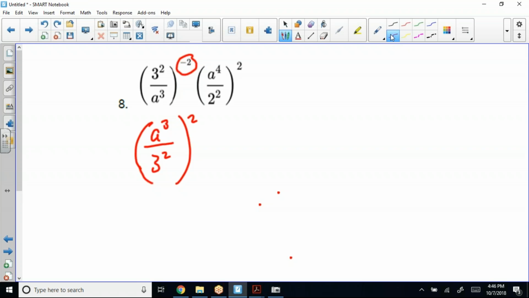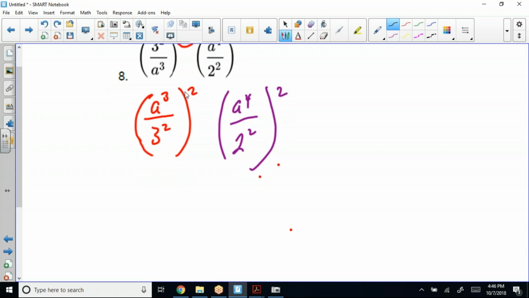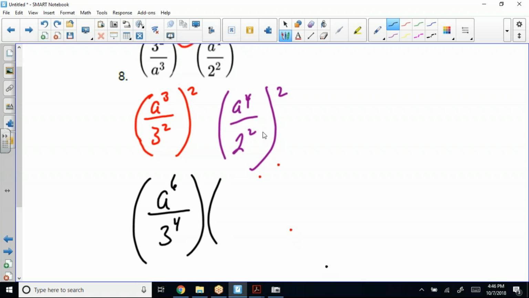So, and then we have over here, of course, a to the 4th and then 2 squared, right? Now we're just going to say this is 3 times 2, because anything raised to a power raised to another power, you multiply their powers. So this is really a to the 6th over, this is 3 squared, so 2 and 2, this is really 3 to the 4th. Now this is a to the 8th, and this is 2 to the 4th.